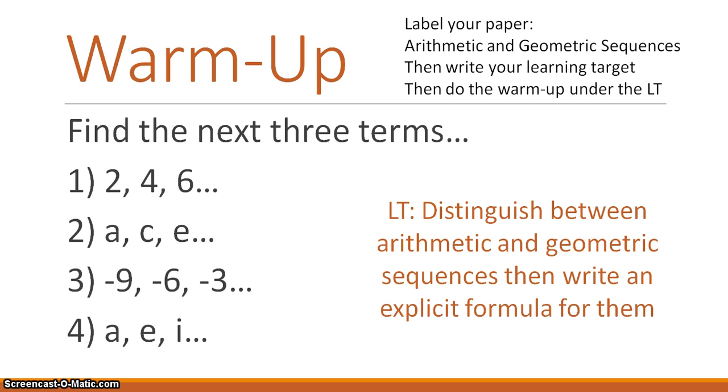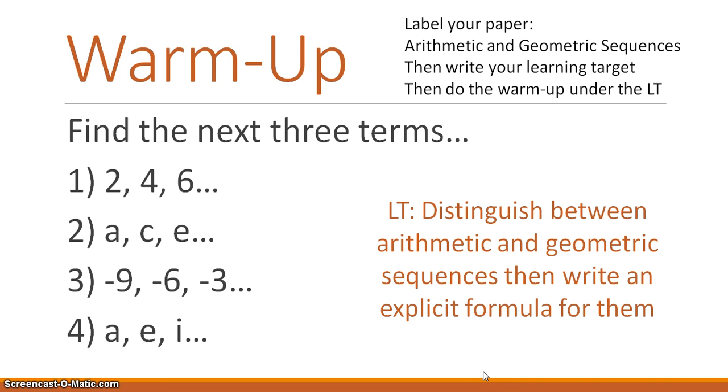Okay, so I want you to label your paper. I want you to put the date on it, which is December the 11th. You're going to put arithmetic and geometric sequences on the label also. And you're going to write your learning target, and then after the learning target, we're going to do the warm-up. So your learning target again is right here. It's to distinguish between arithmetic and geometric sequences, then write an explicit formula for them.